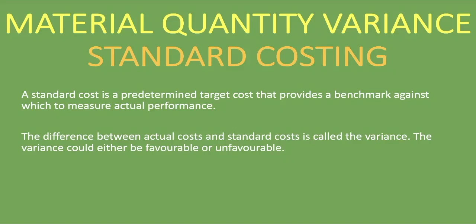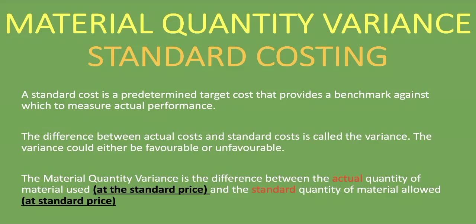The variance could either be favorable or unfavorable, and our job is to calculate and determine whether a cost is favorable or unfavorable. The material quantity variance is the difference between the actual quantity of material used at standard price and the standard quantity of material allowed at standard price. Very important. You can see I have highlighted in red that they are both at standard price. So you're looking at the difference between your actual quantity at standard price and your standard quantity at standard price.